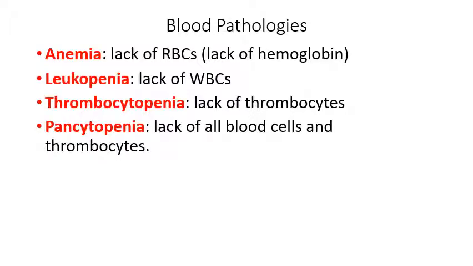All right, with the little time we have left, let's just talk about some common blood pathologies. Kind of interesting stuff. Anemia specifically refers to the lack of red blood cells alone. Leukopenia refers to the lack of white blood cells. Leuko means white, penia means lack of, right? So leukopenia means lack of white blood cells. Thrombocytopenia means lack of thrombocytes. And pancytopenia means lack of all blood cells. The term pan means everything, right?